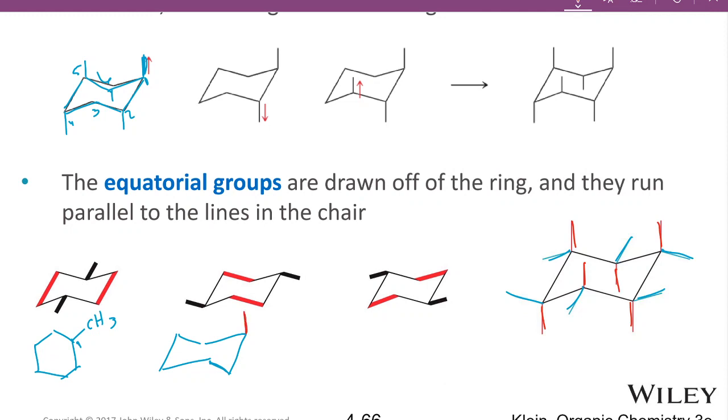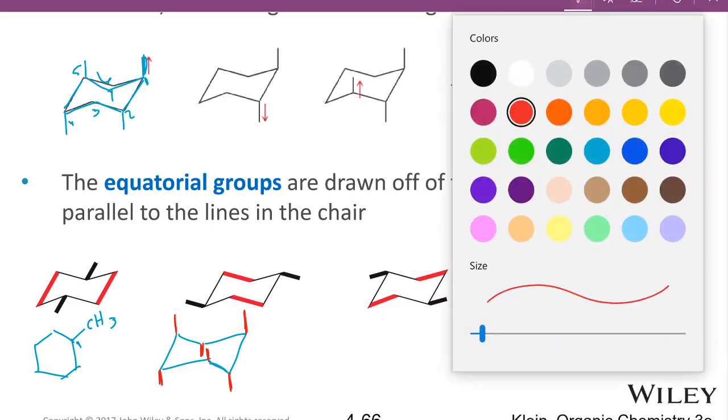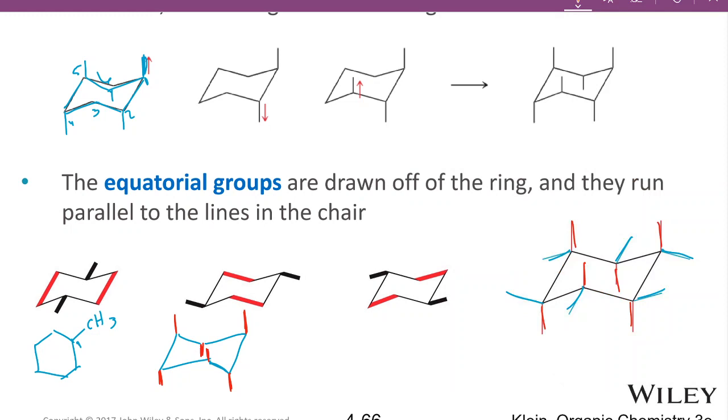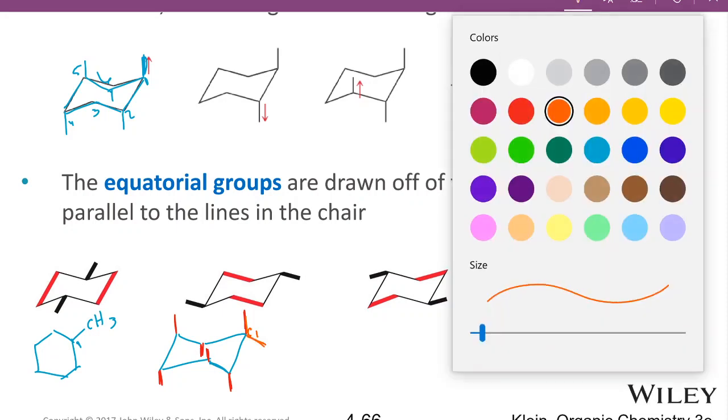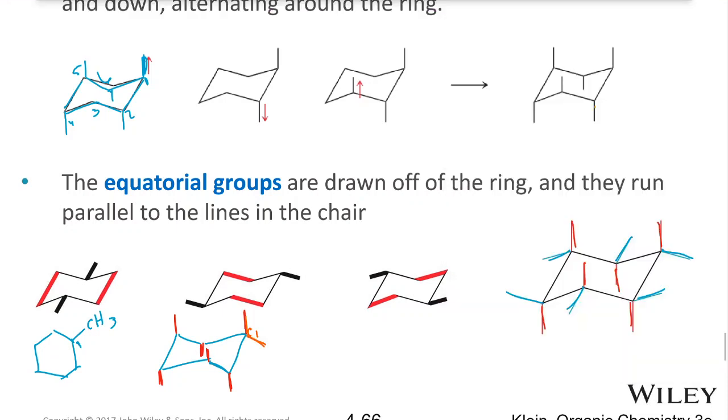I'm going to have an axial substituent going up at carbon 1, axial down at carbon 2, axial up at carbon 3, axial down at carbon 4, axial up at carbon 5, axial down at carbon 6. Okay? Now my equatorial substituents. If I have an axial up at carbon 1, then I'm going to have equatorial down. If I have axial down, then I have equatorial up. Axial up, equatorial down, axial down, equatorial up, axial up, equatorial down, axial down, equatorial up.